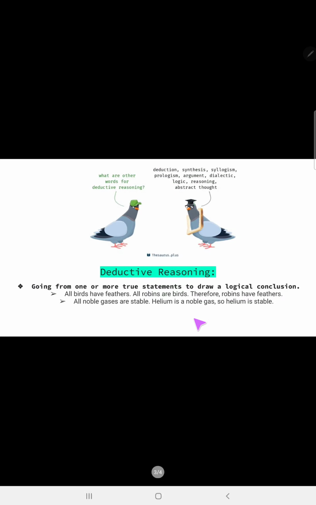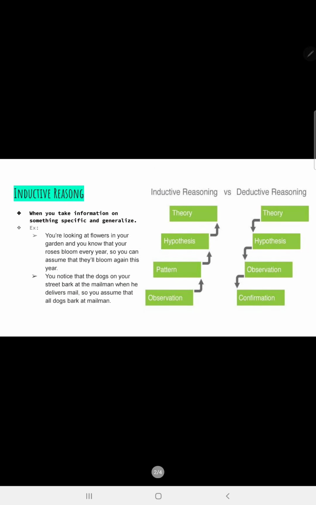The next one is deductive reasoning, which is going from one or more true statements to draw a logical conclusion. Like it shows in this diagram, deductive reasoning goes from theory to hypothesis to observation to confirmation. So from broad to specific. Unlike inductive, which goes from specific to broad, deductive is the exact opposite.